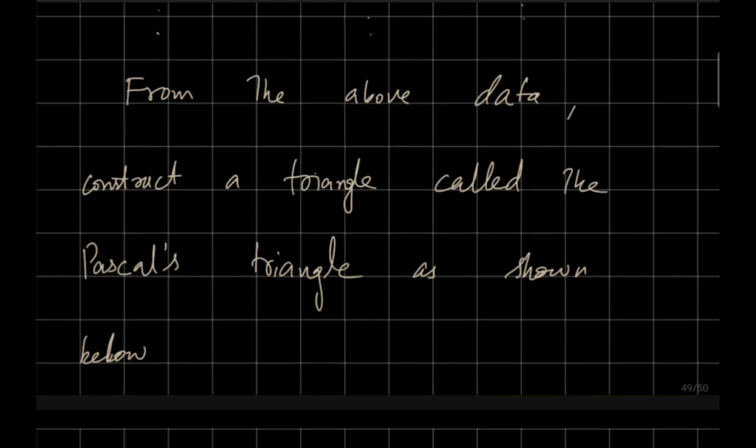Now we are going to make the Pascal's triangle from the above data. So let's see how to construct it. On the top you will write 0c0. This is for n is equal to 0. Then you will write for n is equal to 1. The first coefficient is 1c0 and the second coefficient is 1c1.